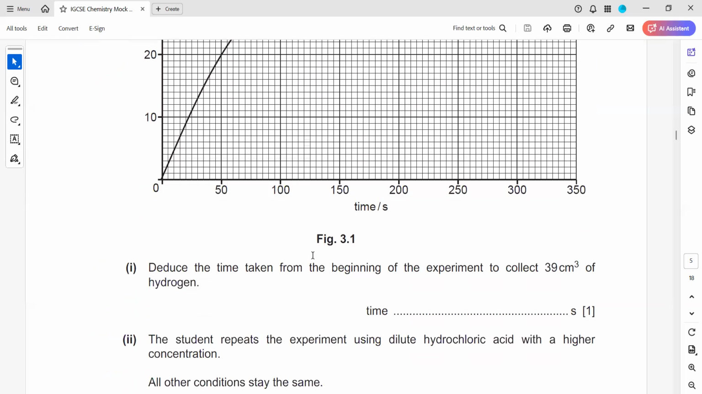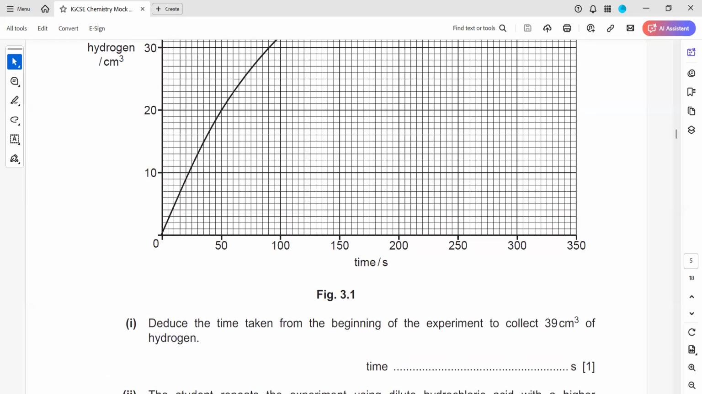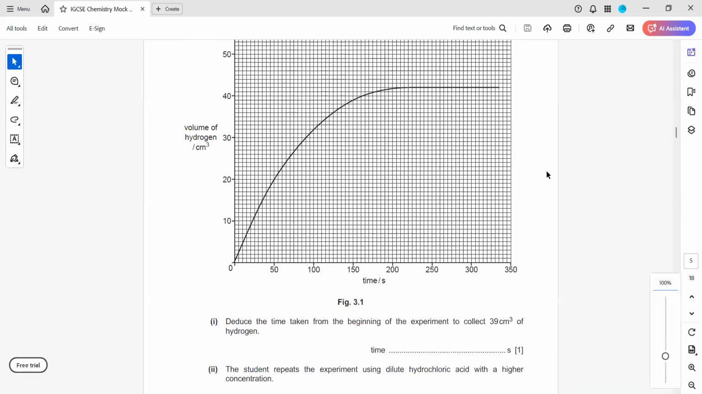The next is deduce the time taken for a beginning of experiment to collect 39 cm cube. So if you want to collect a 39 cm cube of hydrogen, what you will do first? 10 boxes equals 10, so each is representing 1, so this is 39. So you will draw a line. You have to clearly show on the graph. When you draw a line, this is 39, and work out the time. So it is 150. So we write 150 seconds.